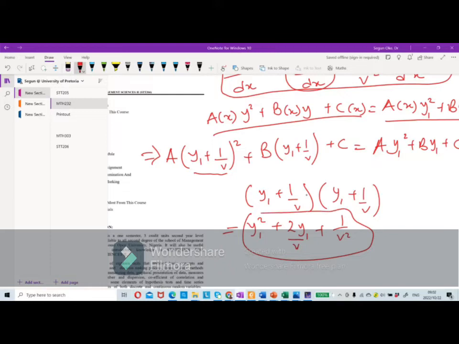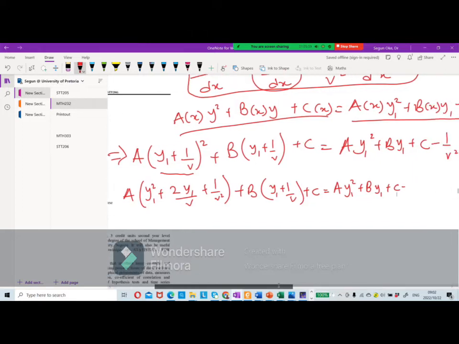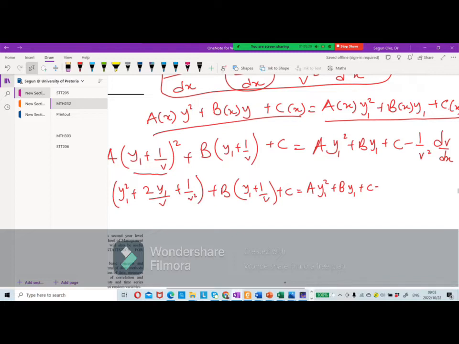So we'll be using this one now. So let's put it there. So we have A in brackets y1 squared plus 2y1 over V plus 1 over V squared. Plus B into y1 plus 1 over V plus C equals to A y1 squared plus B y1 plus C minus 1 over V squared dV dx.